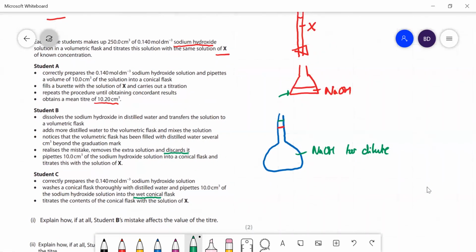Explain how student B affects the value of the titer. Well, his NaOH is too dilute. We've established that. So that means you are not going to need as much X. So the titer of X will be smaller than the true value, because this sodium hydroxide is too dilute.